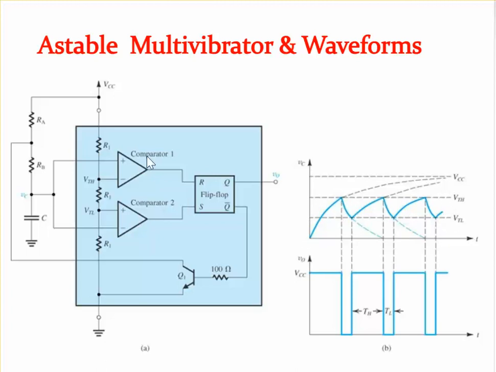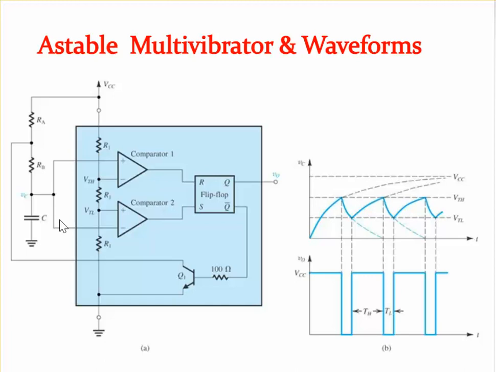Now, as we see, we have two comparators inside this 555 timer IC, and we have one bypass transistor, and then one SR flip-flop, where S stands for set and R stands for reset. And these are the two resistors I told you, RA and RB. And this is the capacitor through which we have this charging and discharging.